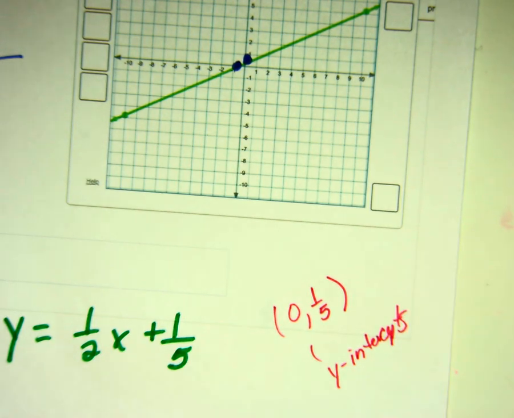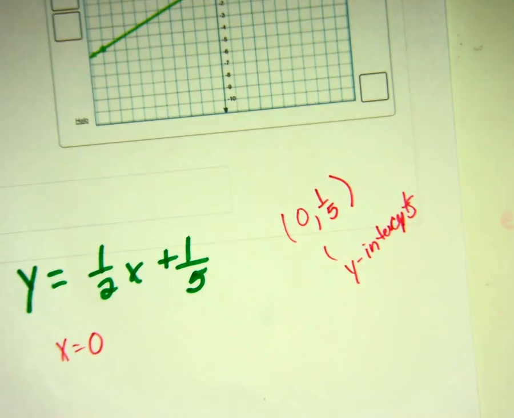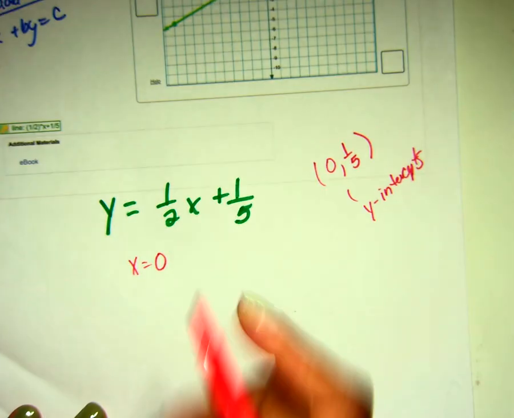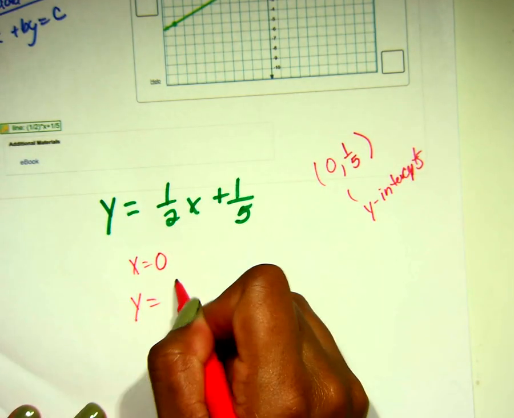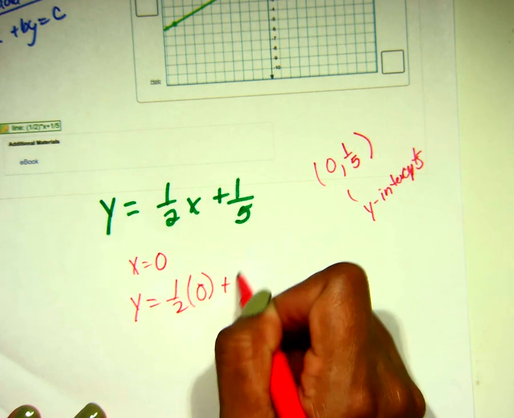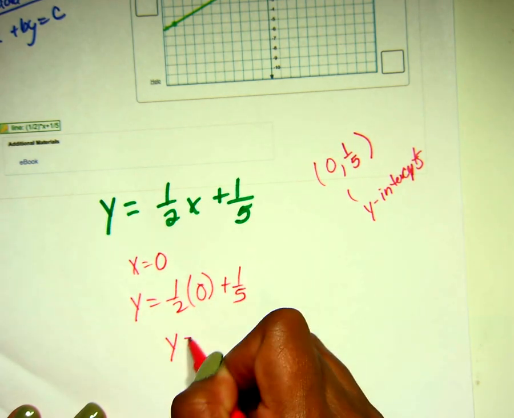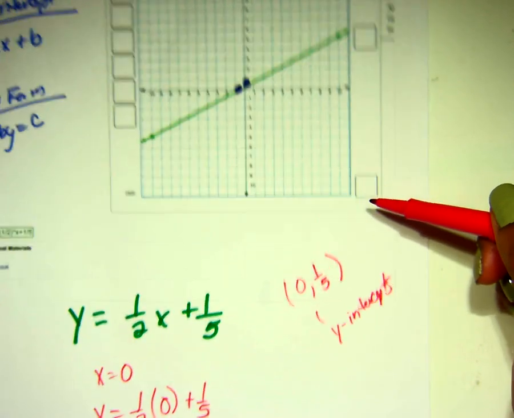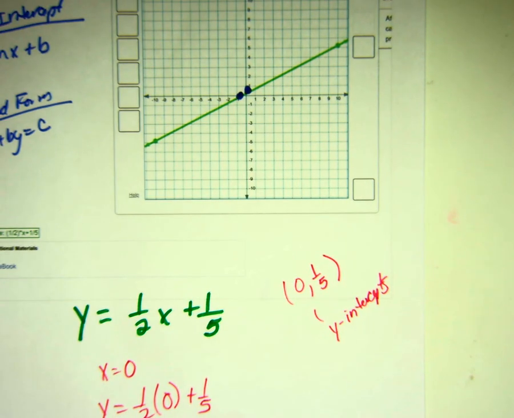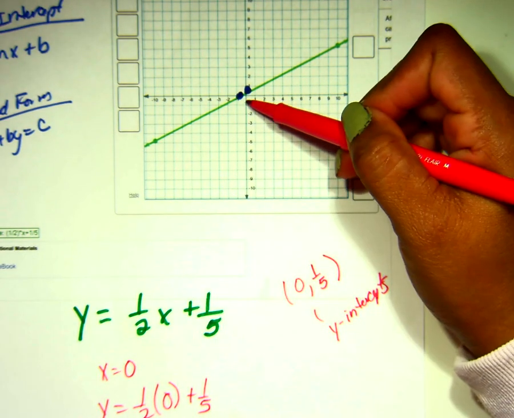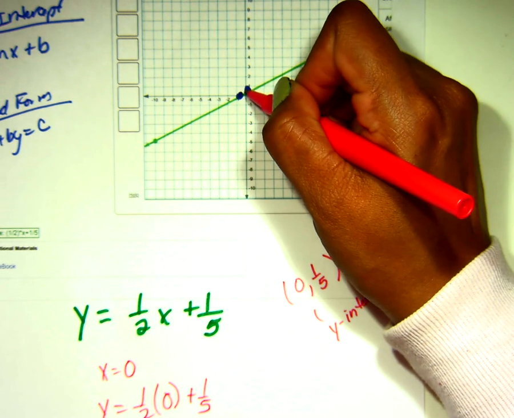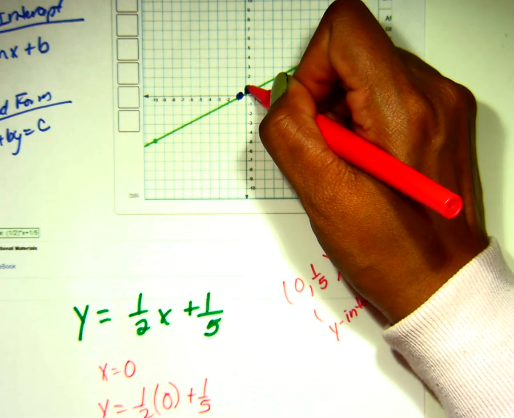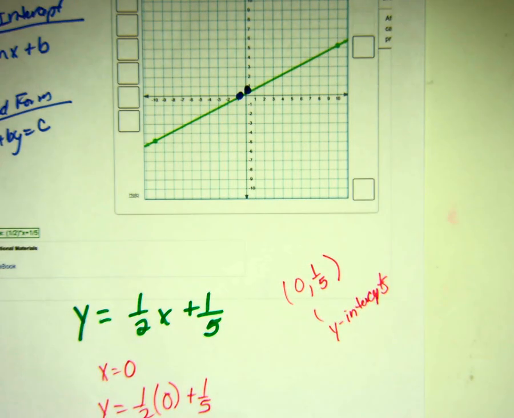And how did I do that? I just let x equal 0. So when I let x equal 0, I have y equals 1/2 times 0 plus 1/5. So voila, y equals 1/5. So that's where I got that point from. Go up here to your graph. We're going to go to 0 and go up 1/5. So it's the itty bitty mark. So there you go right there. That's my first stop. Now we're going to find our x-intercept.